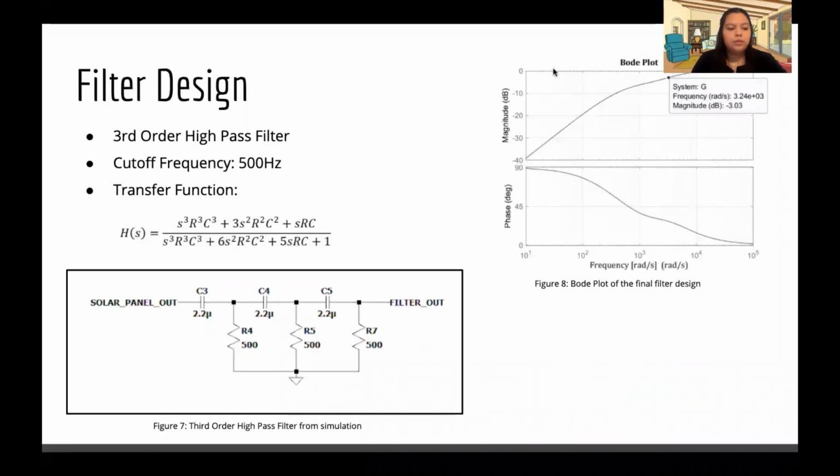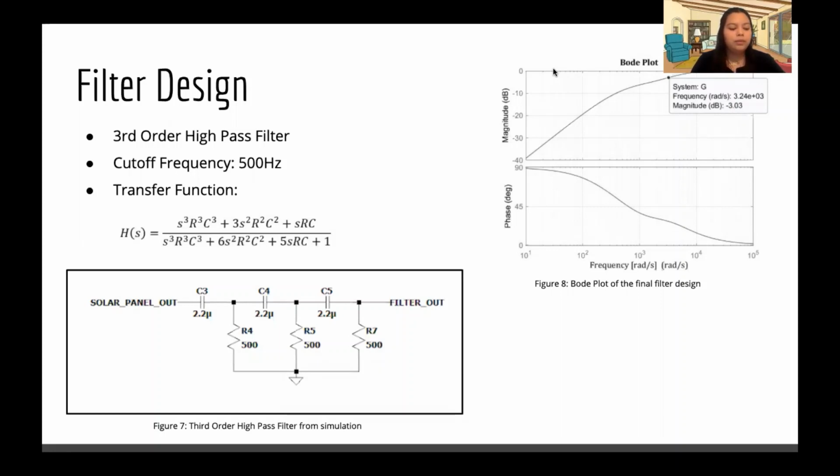Initially, when choosing a filter for the receiving subsystem, we had multiple options, which included high pass, low pass, band pass, and band stop filters. Ultimately, we chose a high pass filter, and through experiments done throughout the year, we decided on a third order high pass filter. Due to the current events, we were not able to physically create this filter.